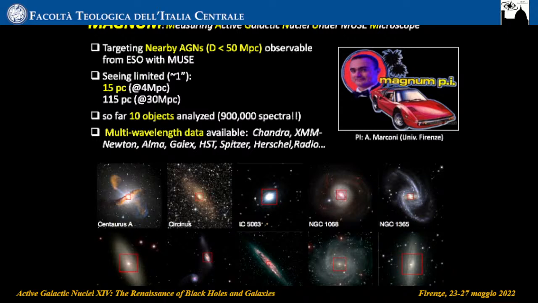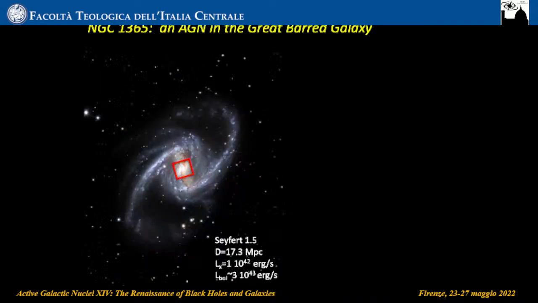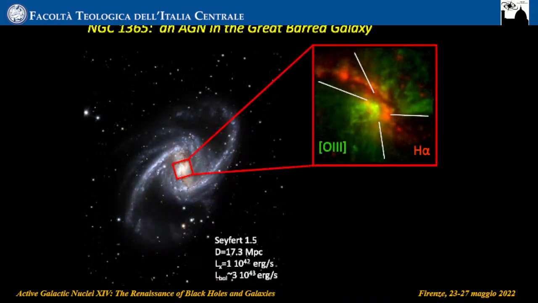All very nearby sources and very well known, with a plethora of multi-wavelength data available to compare with the MUSE data. The fact that they are so close means that the spatial resolution, even with seeing-limited observations, is between 15 and 100 parsec. So you can really go and understand the details of the interaction between the AGN and the host galaxy. So this is just one of these examples.